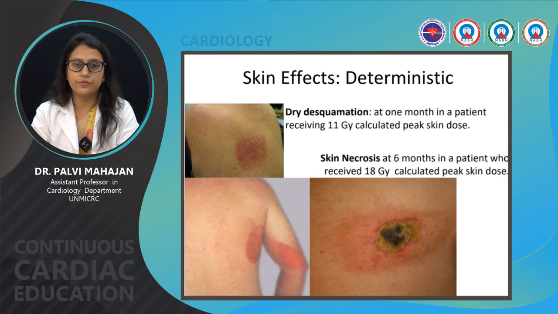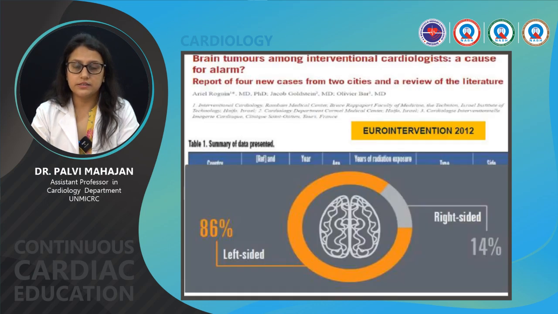Deterministic effects occur in the form of desquamation, at a month in a patient receiving 11 gray calculated peak skin dose. Skin necrosis occurs at 6 months in a patient who received 18 gray calculated peak skin dose. One paper published in Neurointervention in 2012 found that brain tumors are very common among interventional cardiologists. That is a cause for alarm. Mostly 87% are left-sided and 14% are right-sided.